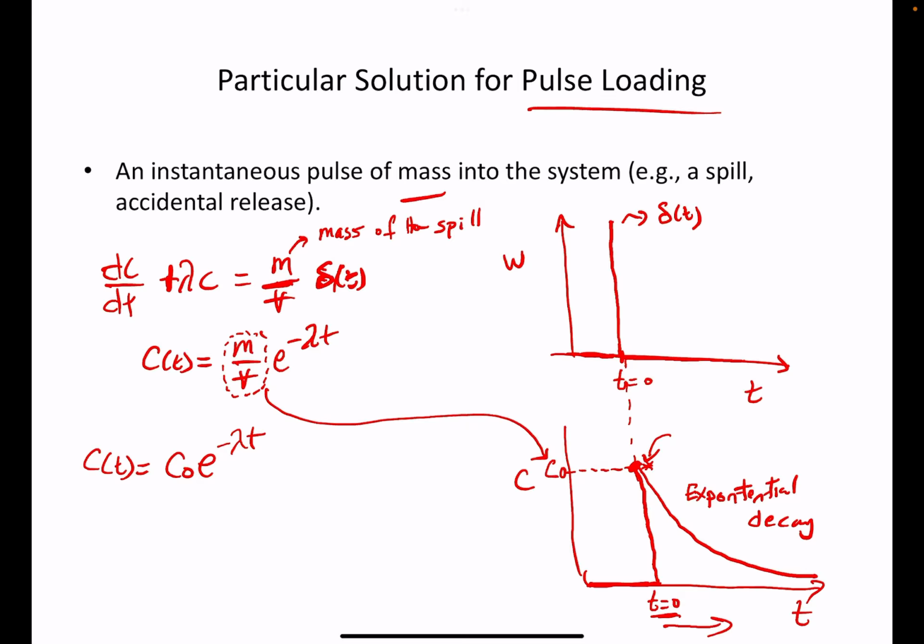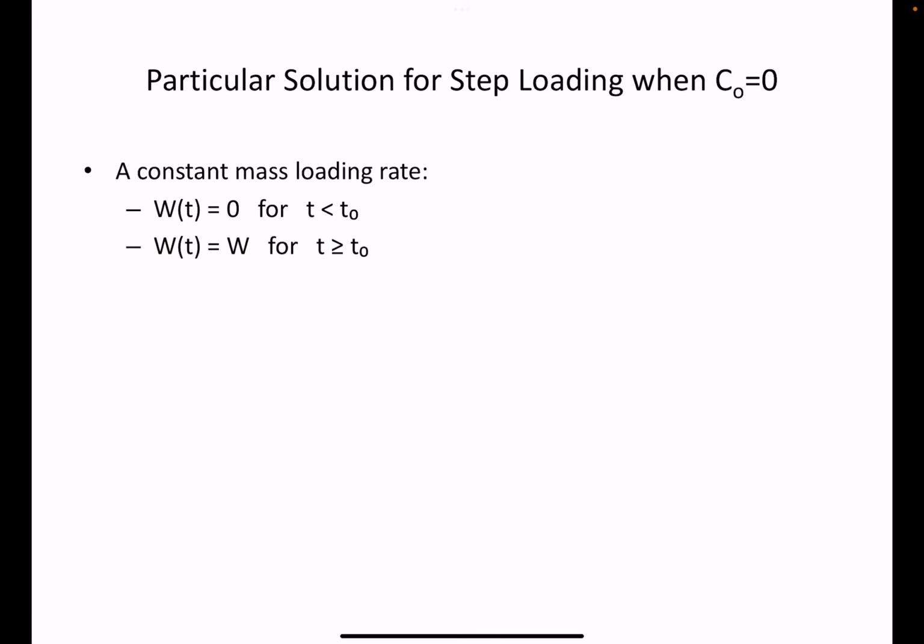Now, we're going to go to the next case. The next loading is step loading, but we'll assume that C naught is equal to 0, which means that initially Kuwait Bay is clean. Of course, that's not realistic, but we can assume that it is clean. So there is no initial concentration of that organic chemical in the water system. So if you plot it, it's going to be like this.